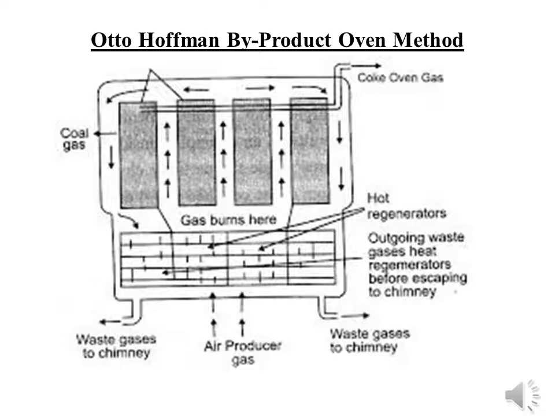When the process is complete, the lower door opens and the red hot coke is discharged. It is then cooled by quenching with water. The yield of this method is 70%. Thus, valuable byproducts like coal gas, tar, ammonia, etc. can be recovered from the flue gas obtained from the combustion process.